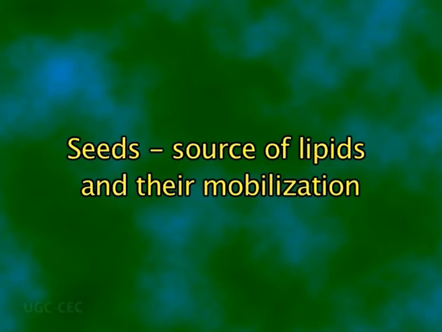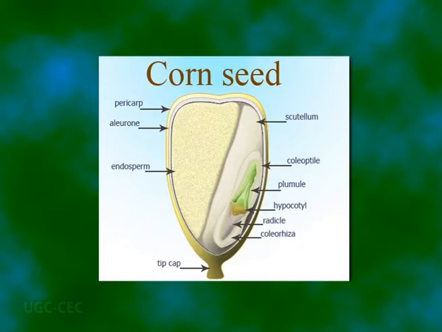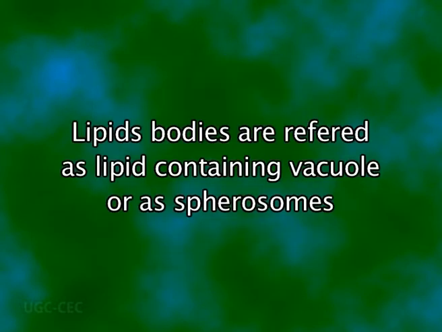Now, seeds as a source of lipids and their mobilization. Lipids appear in the form of oil bodies in the cytoplasm of oil storing tissues, as for example in cotyledons of white mustard or in scutella of cereals. Lipid bodies are also referred to as lipid containing vacuoles or spherosomes and are assumed to have a bounding unit membrane or half of a unit membrane. Lipids are hydrolyzed in situ by lipases to yield glycerol and free fatty acids.